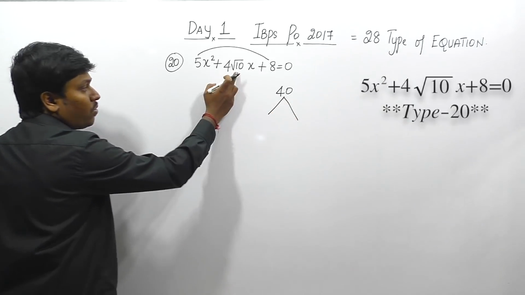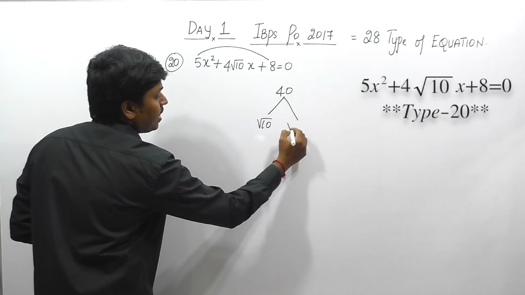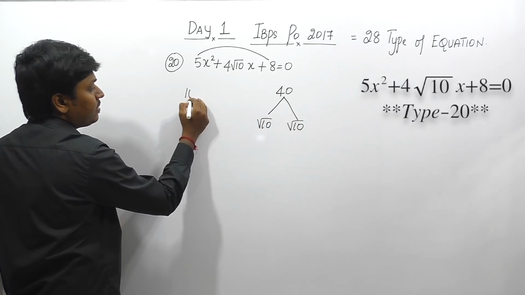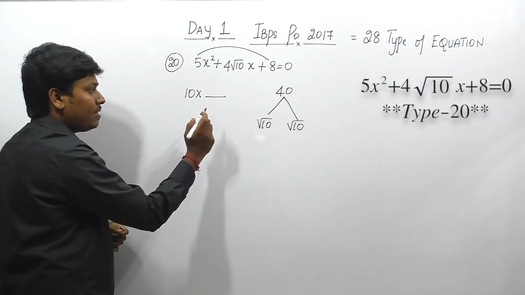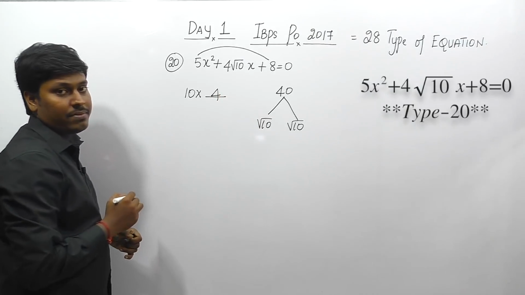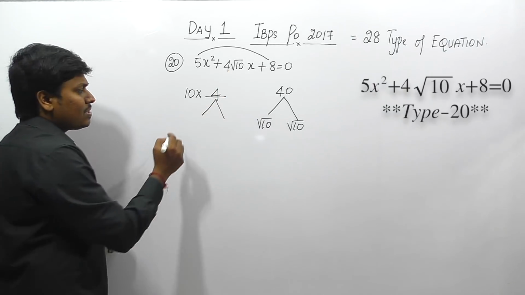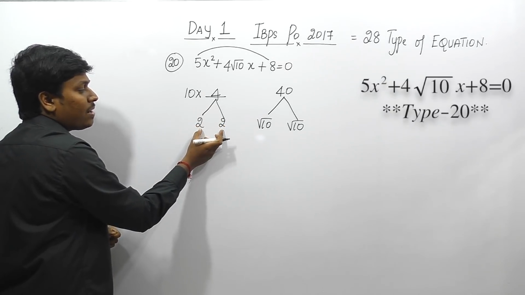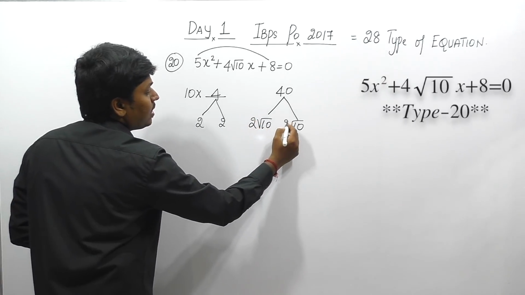So here it is 4 root 10. First of all, we know the shortcut, right? So you should write this as root 10 and root 10 here, because root 10 into root 10 will be 10. So the number that we are going to multiply with 10, the resultant should be 40. So we can easily say 4 into 10 will be 40. Now we need to split this 4 in order to get a 4, right? So I think this can be written as 2 and 2, because 2 into 2 will be 4. When you add both the numbers, the resultant will be 4. So finally this can be written as 2 root 10 and 2 root 10.